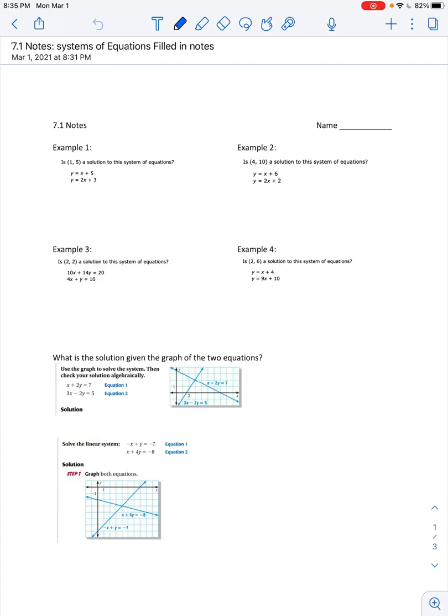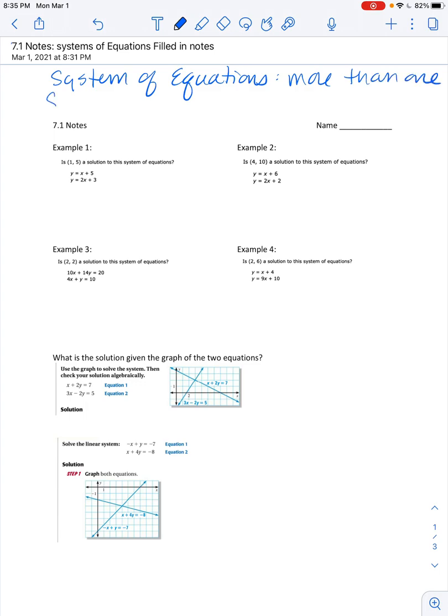All right, so exciting times. We're going to go ahead and start chapter 7. And in chapter 7, we're going to be learning about something called a system of equations. A system of equations sounds pretty fancy, and really, it just means that you have more than one.